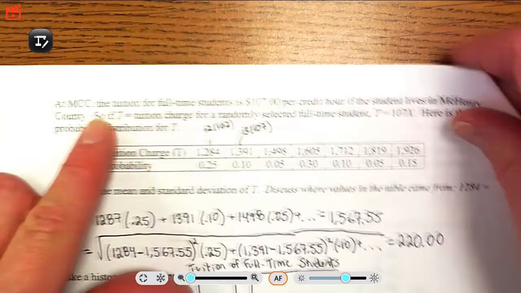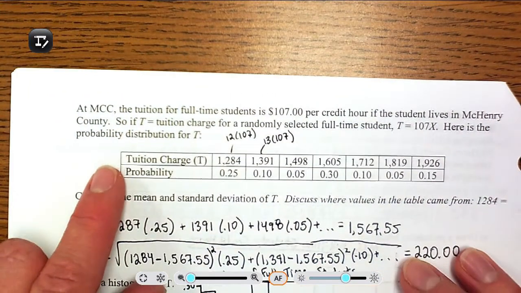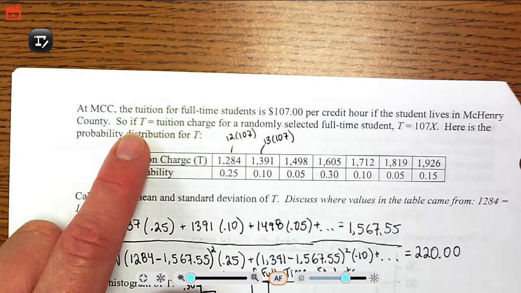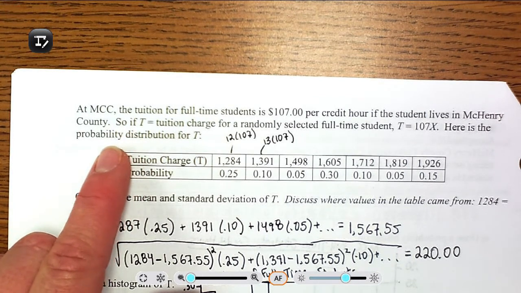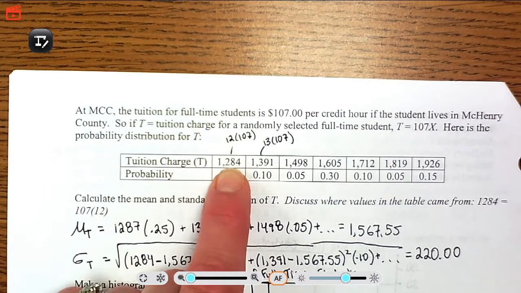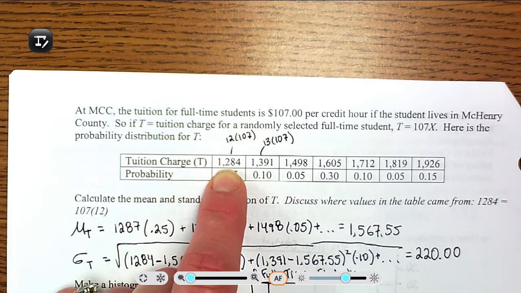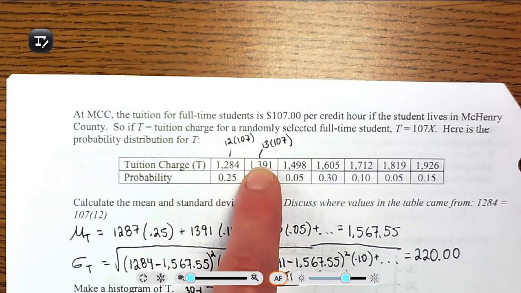At MCC, the tuition for full-time students is $107 per credit hour if the student lives in McHenry County. So if T equals tuition charge for a randomly selected full-time student, then T equals 107X. Here's the probability distribution for T. We're taking 12 credit hours times $107, and this person will be charged $1,284. It'll cost a 13 credit hour person $1,391.